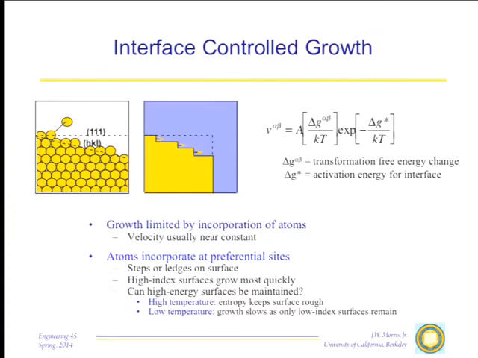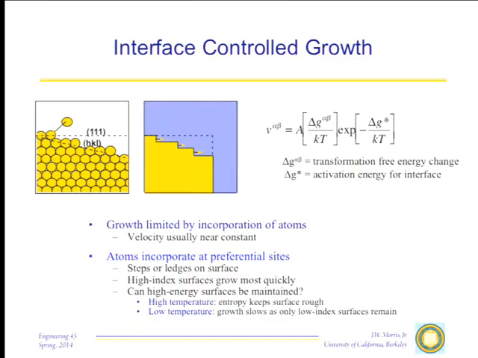And here's just a simple Arrhenius expression to give you the rate of growth under those conditions, in which we have both a driving force, which is the drop in free energy when the atom is incorporated, and also a barrier, which is the barrier to incorporation. There's always some barrier to the motion of atoms. Since atoms incorporate at preferential sites, that may or may not be a problem.